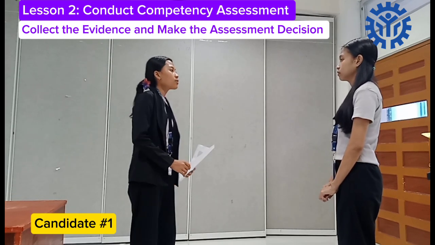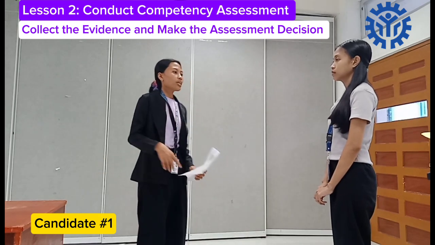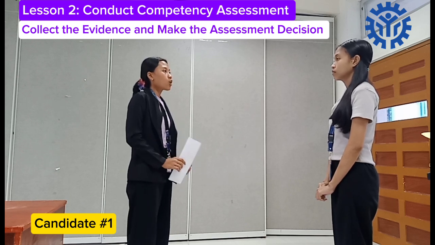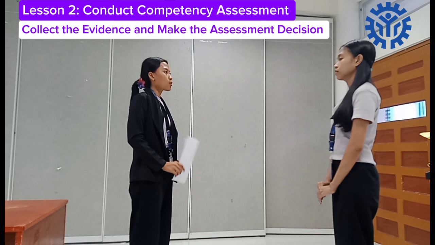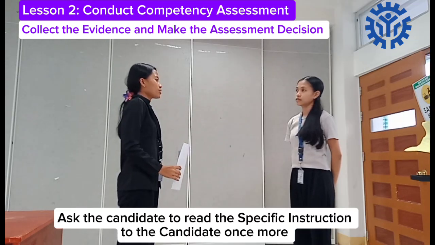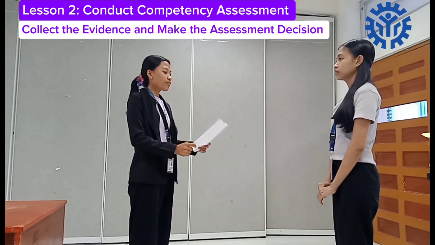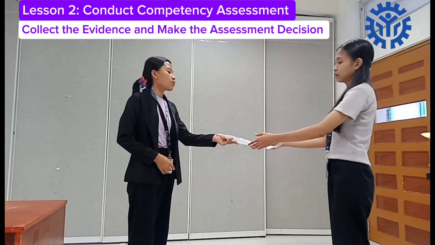So candidate number 1, this is your assessment area. We are now here in the assessment area where you are going to perform mounting and soldering electronic components. Ask the candidate to read the specific instruction to the candidate once more. So I have here the instruction. Please read it again, candidate number 1.